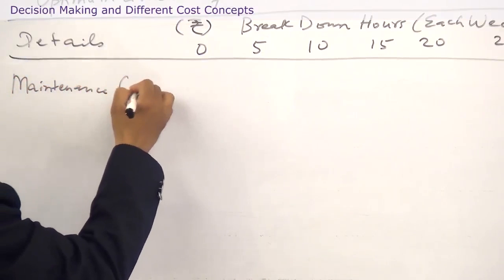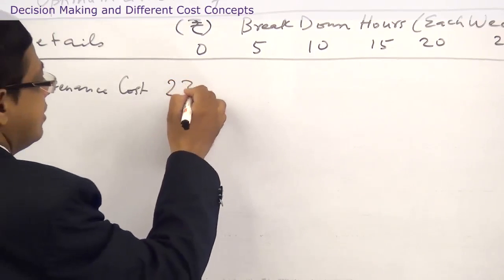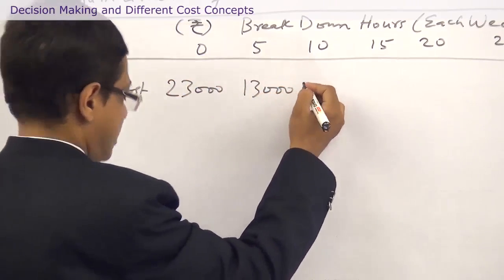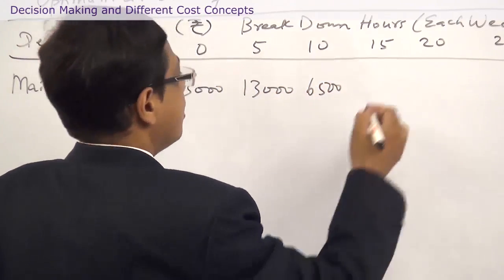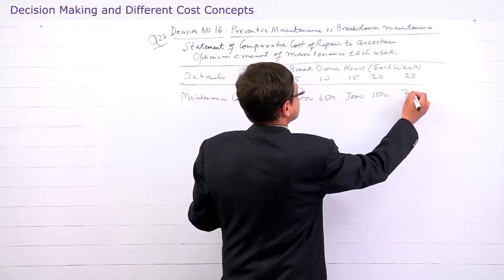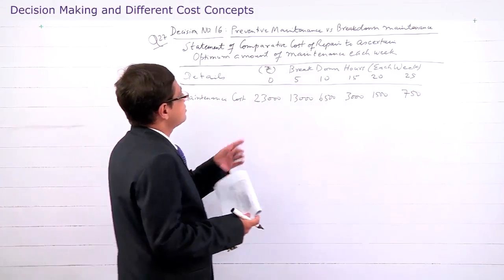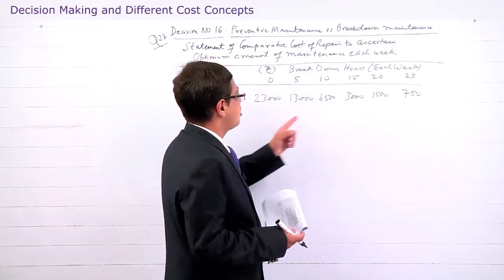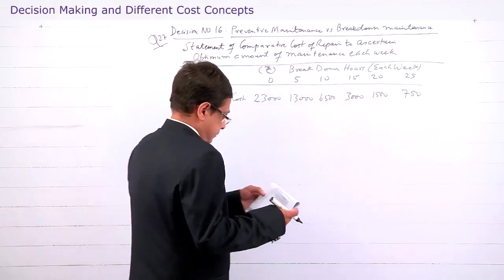So the details of maintenance cost given in the question in the form of table are 23,000, 13,000, 6,500, 3,000, 1,500 and 750 rupees. So what you notice, as the number of hours increases, the maintenance cost decreases. So it is an inverse ratio.